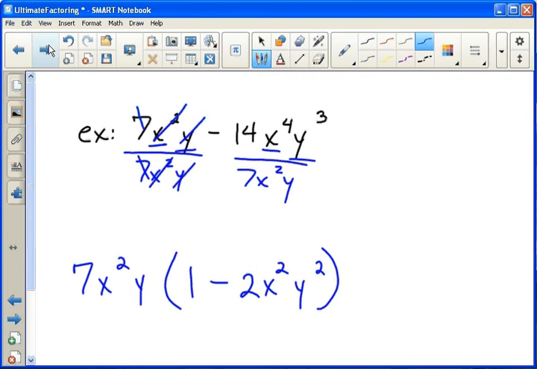Okay, here we have 14 over 7, which gives us 2. Here we have x to the 4th over x squared. And remember, when you divide, you subtract the exponents. So you get 4 minus 2, which is just 2. So I have 2x squared. And then y cubed over y, that's really just y to the 3 minus 1. You've got to subtract the 3 and the 1. So that will also leave me with a y squared on top. So that's how I ended up with 2x squared, y squared.